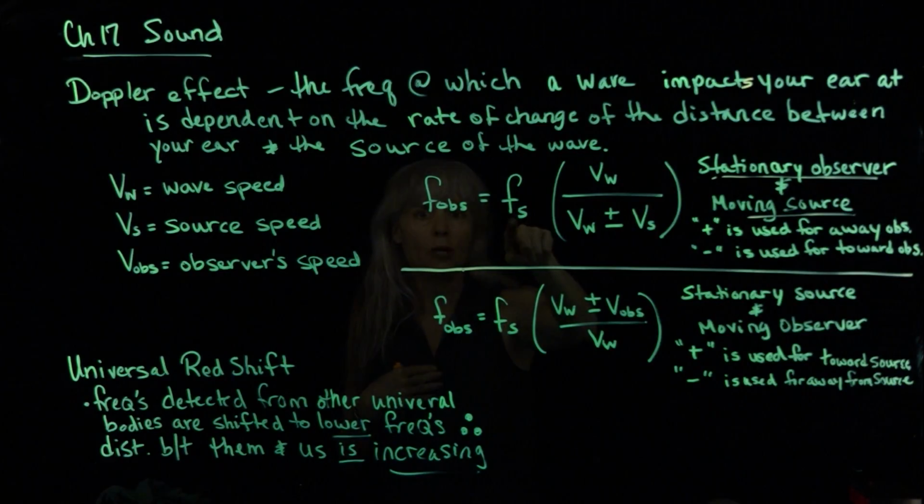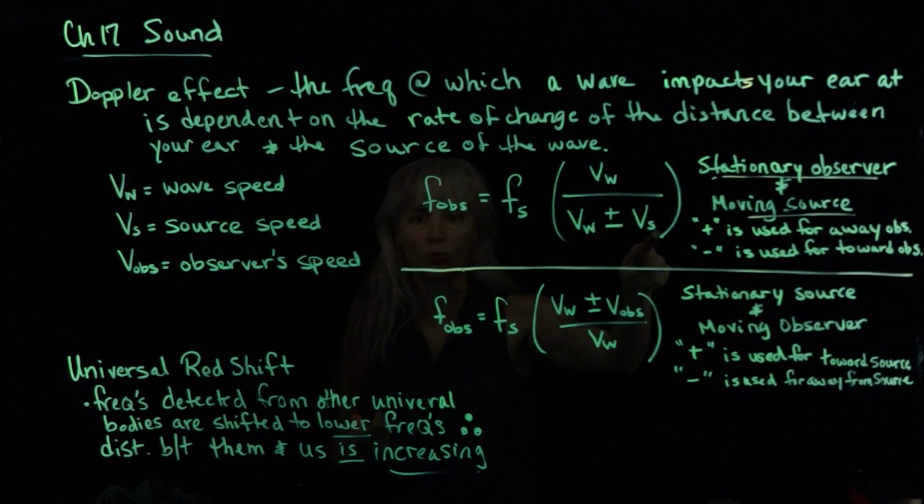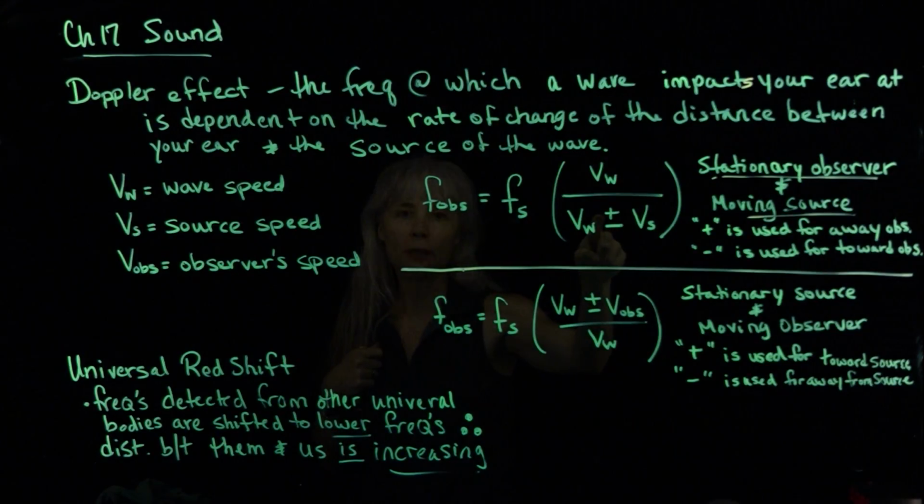This is going to be the frequency that the driver of the ambulance would be hearing for the siren, times the speed of the wave in air, divided by the speed of the wave in air, either plus or minus the speed of the ambulance or the source that is creating the sound wave. You're going to use plus here.